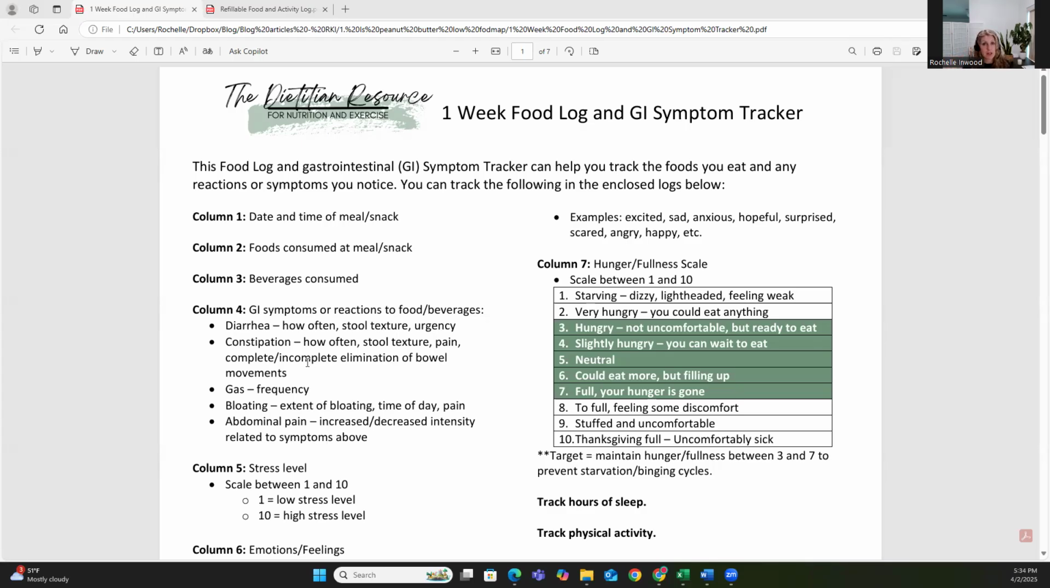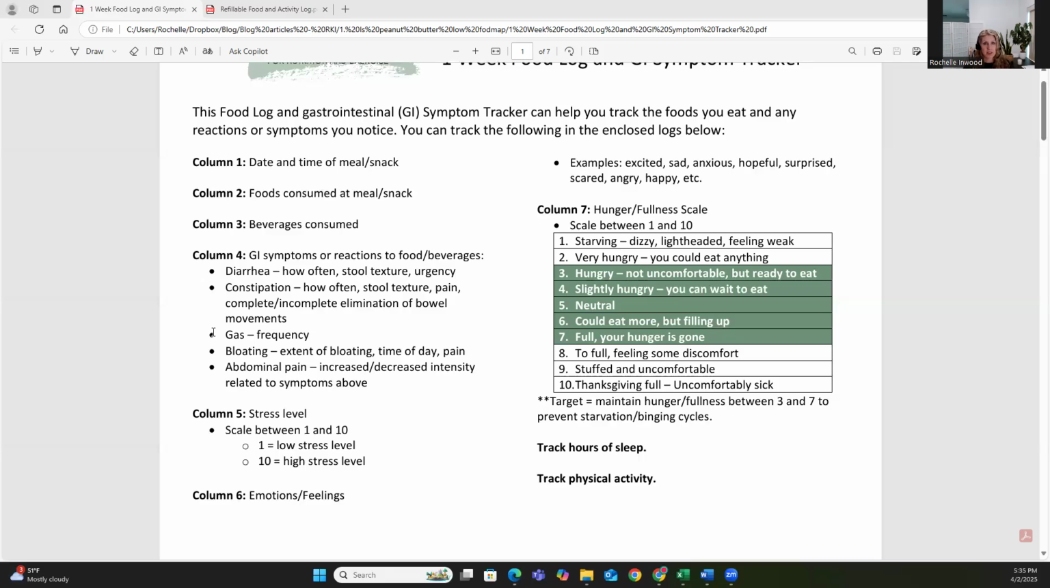The other piece might be constipation. When they are having issues with food, is there a slight reduction in the frequency of their bowel regularity? Are they having any issues with pain or complete or incomplete bowel movements? And is that coming up for them with some of their food choices? The other thing that we can track is gas. How frequently are they experiencing it? Are they experiencing it all day, or is it after certain meals? Is it later in the day when the meals are larger? What might be coming up for our clients?